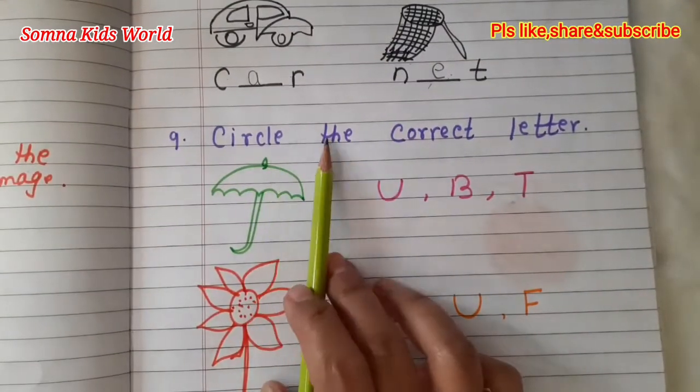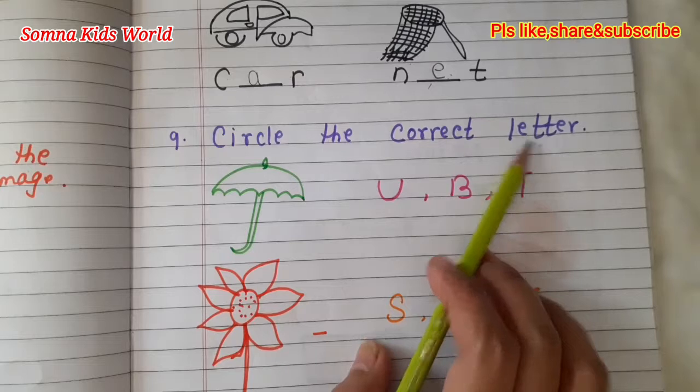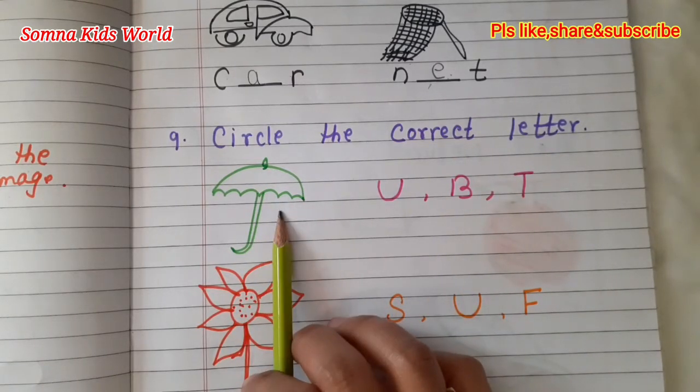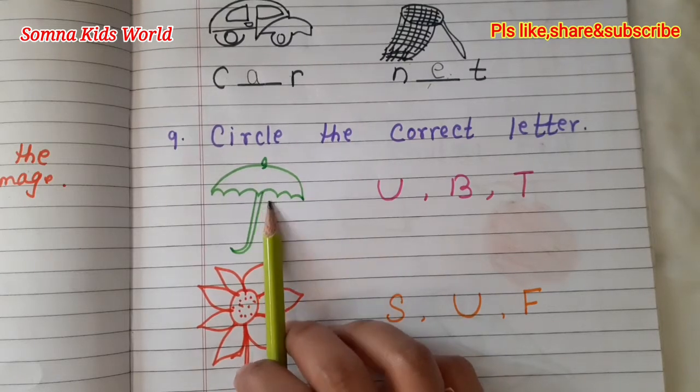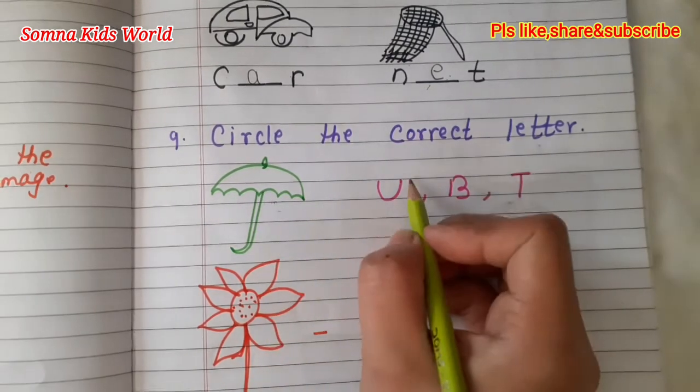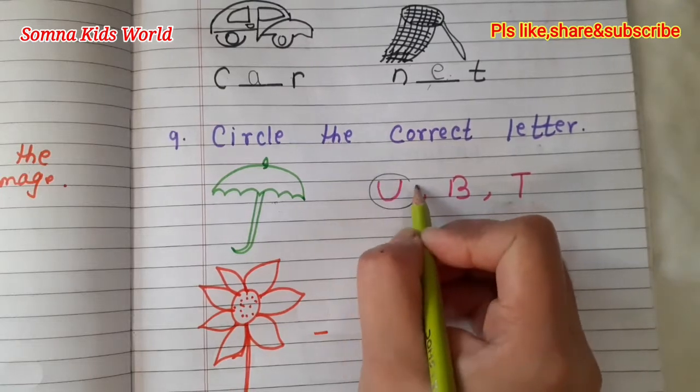Next one, circle the correct letter. Here also you have to see the picture and you have to circle the correct letter. Like this is an umbrella. Umbrella starts with which letter? U. So you have to circle U.